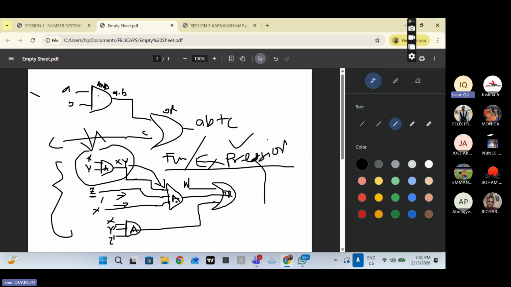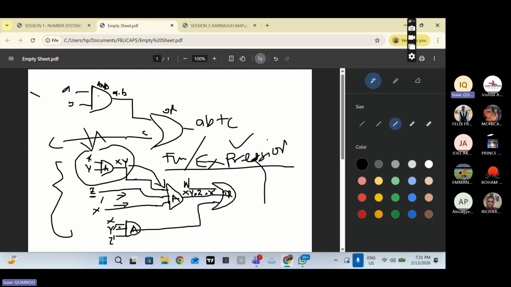And what does the AND logic tell us? It tells us that if we have the inputs XY, Z, and X bar, then the output is going to be XY dot Z dot X bar right here. Please, are we together?